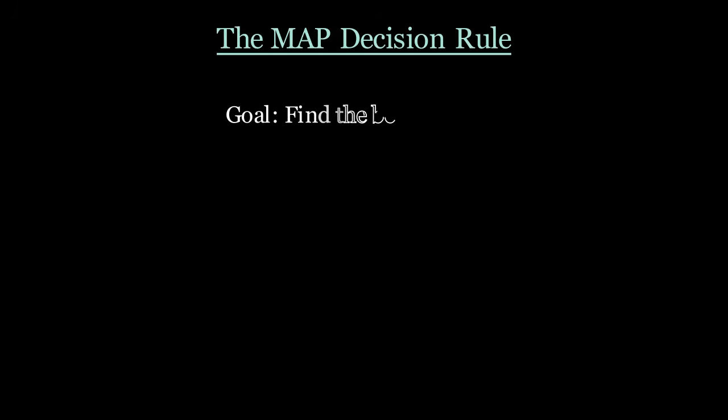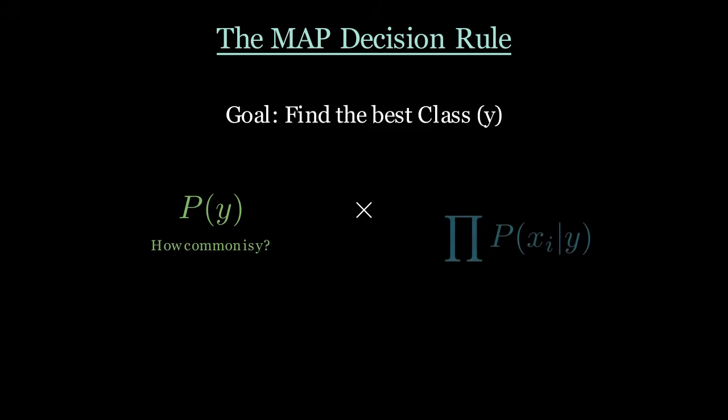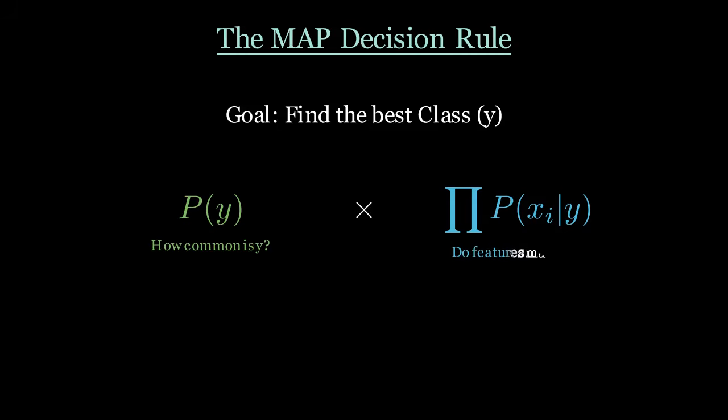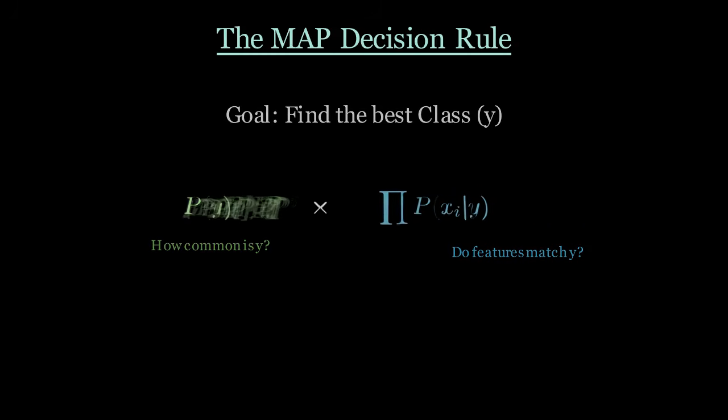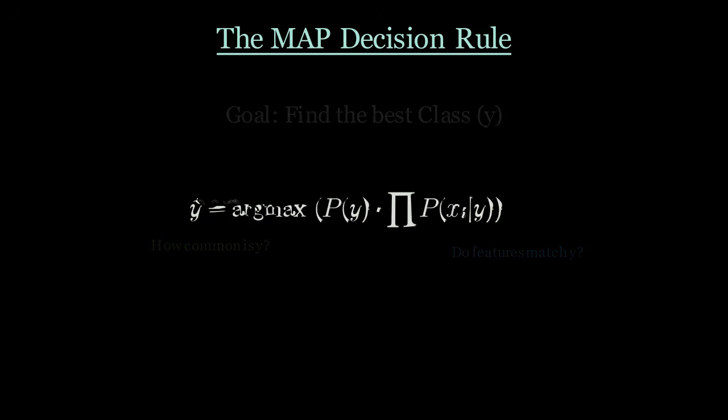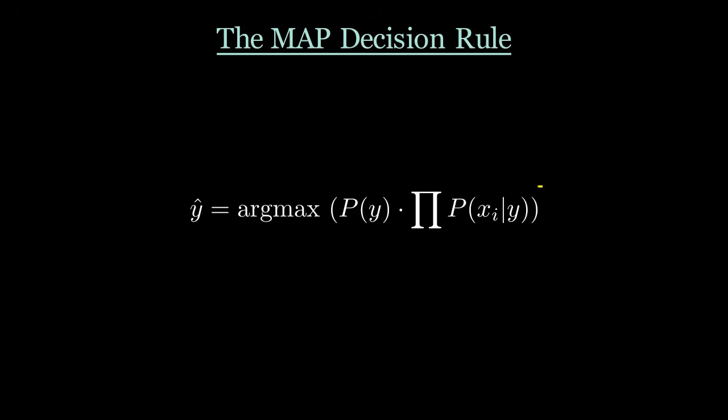When we classify a document, we calculate the probability for each possible class. For a given data point with features x1, x2 through xn, we seek the class y that maximizes the product of the prior probability, P of y, and the individual conditional probabilities, P of xi given y. This is known as the maximum a posteriori, or MAP, decision rule. Since the denominator, the evidence, is the same for all classes, we can ignore it during comparison.